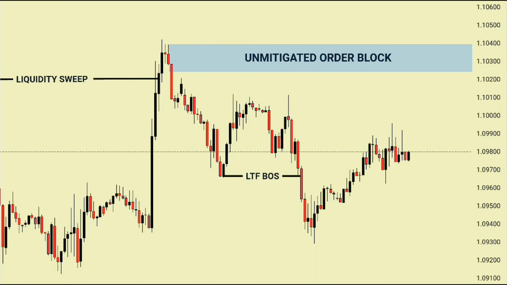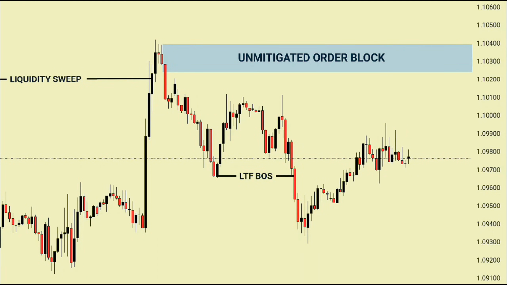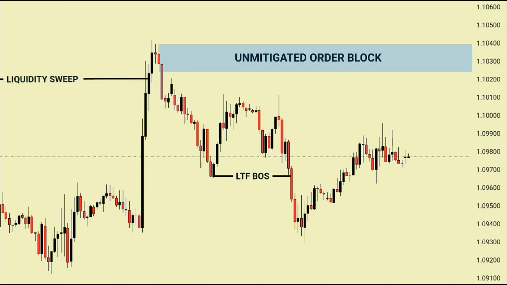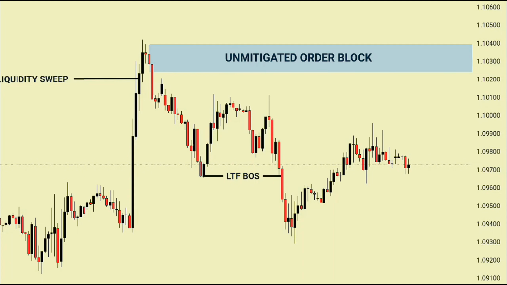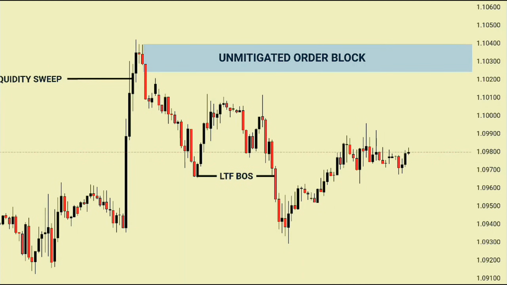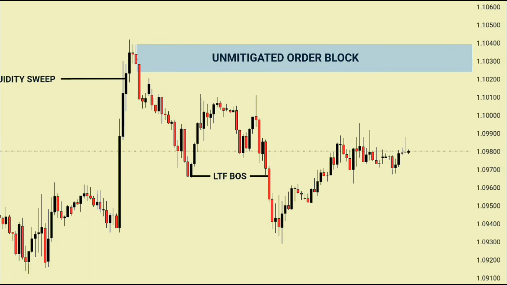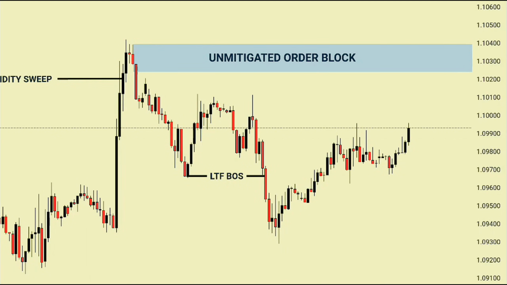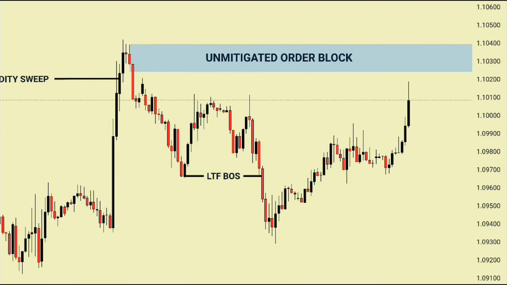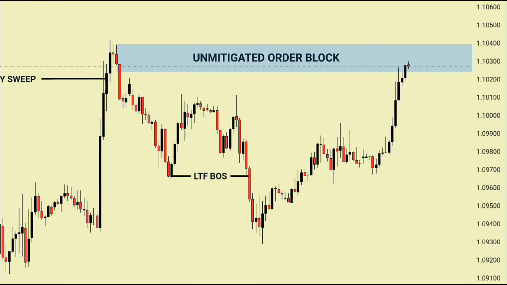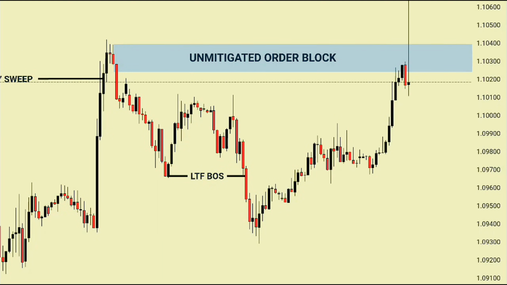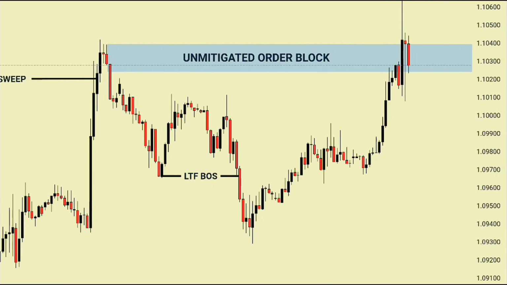Before any big move, the market needs fuel. On this chart, price first moved slowly and created similar highs. These highs attracted sell orders and stop losses from traders. When price suddenly pushed above those highs, it looked like a breakout. But that move had a different purpose. This move is called a liquidity sweep. Price goes above the highs to collect stop losses and trigger late buy entries. That provides liquidity for big players to enter their positions.